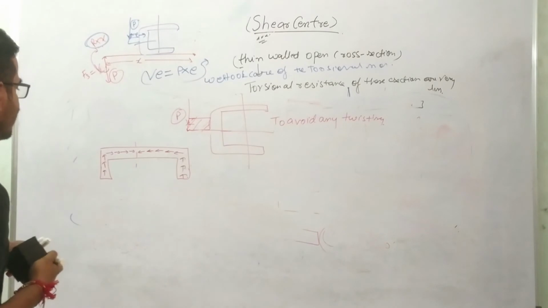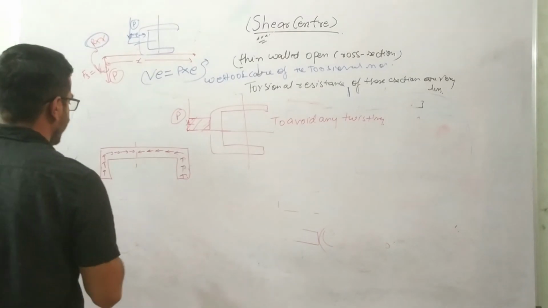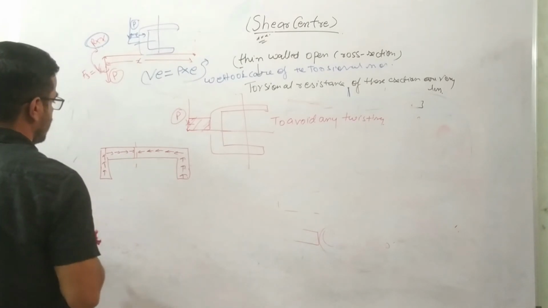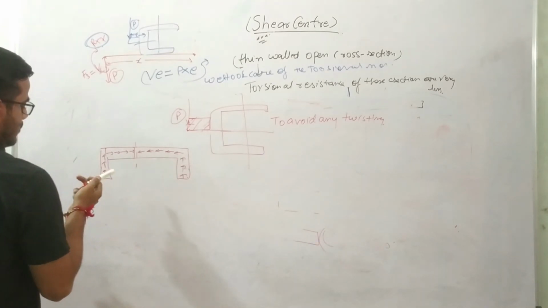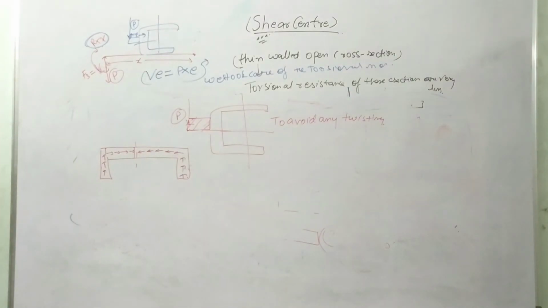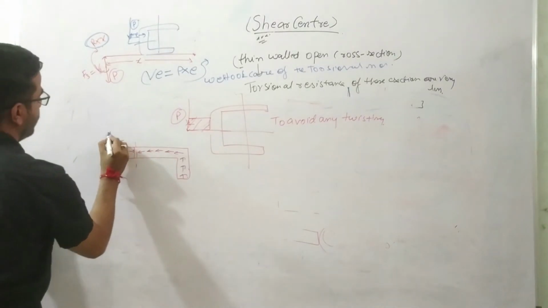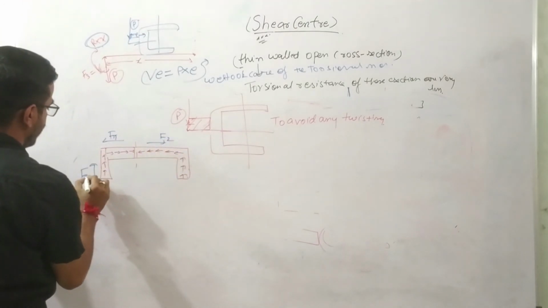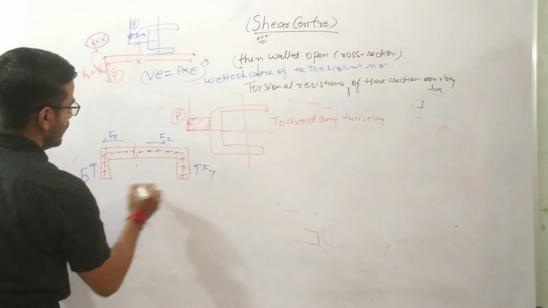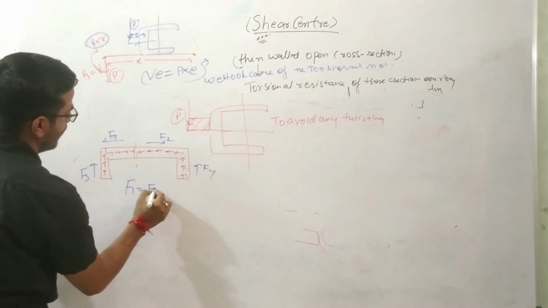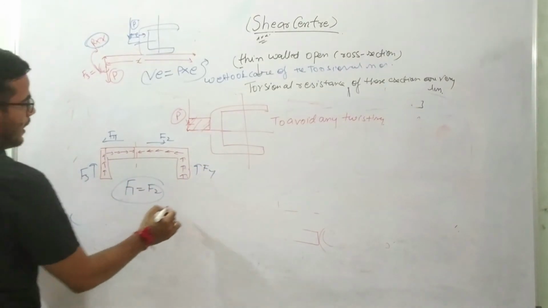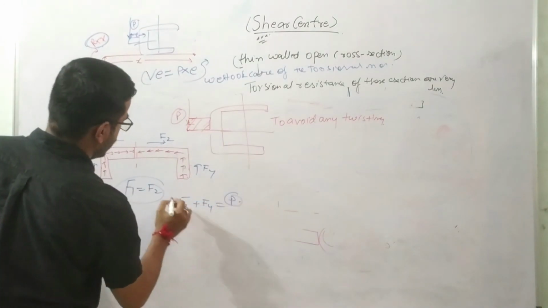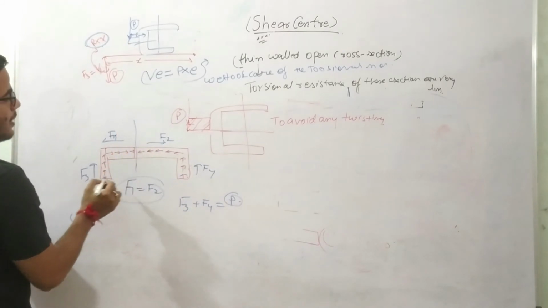Right? So you can say that for this component, for this segment we'll have some force F1, for this segment F2, and for this vertical segment we'll have some F3, and for this portion F4. So for the equilibrium, F1 must be equal to F2, which will cancel out each other, okay, and F3 plus F4 must be equal to P.